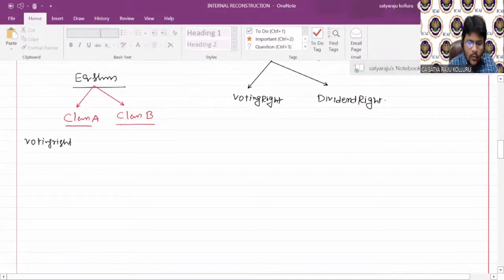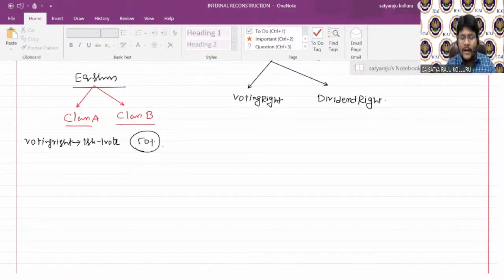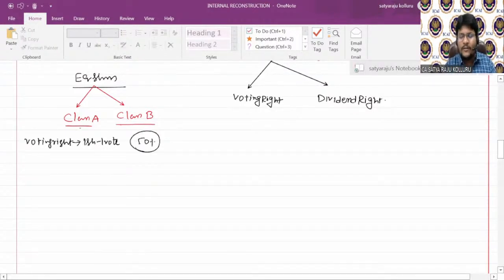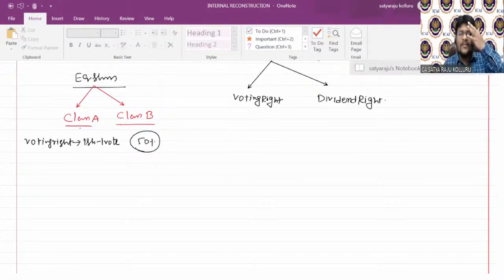With respect to voting right means, for example, class A shareholders are getting full voting rights. One share, one vote. Maybe class B shareholders, compared with class A shareholders, their voting right is restricted to 50%. Compared with class A shareholders, class B shareholders are getting less voting. I mean to say, for each and every share, they will get only 0.5 vote. That means if I hold, let us assume, 10,000 shares, then I will get votes for only 5,000.